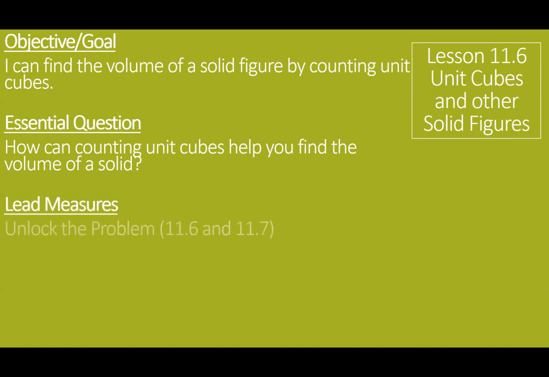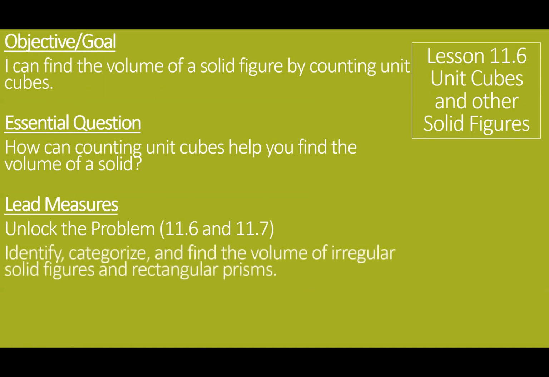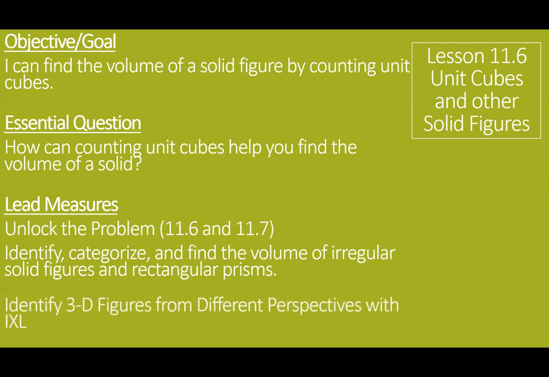Here are our steps, our lead measures. We're going to unlock the problem for 11.6 and 11.7. And we're going to practice identifying, categorizing, and finding the volume of irregular solid figures and rectangular prisms. And then we're going to go over to IXL, and there's a really cool activity where you identify 3D figures from different perspectives. Now, this is something kind of new, different perspectives, and I'm really excited to share that with you.